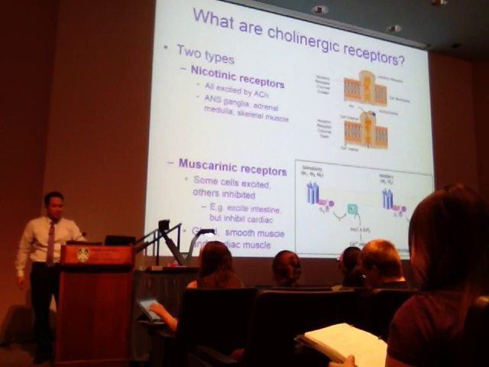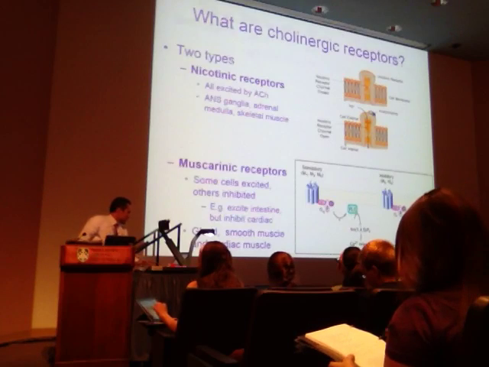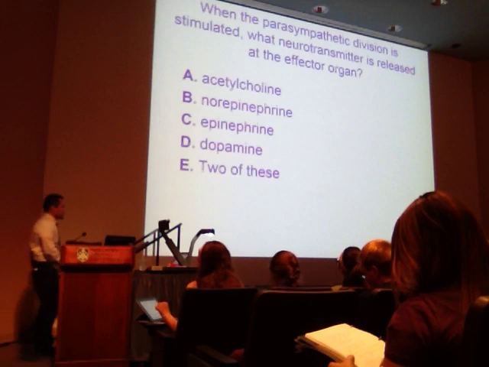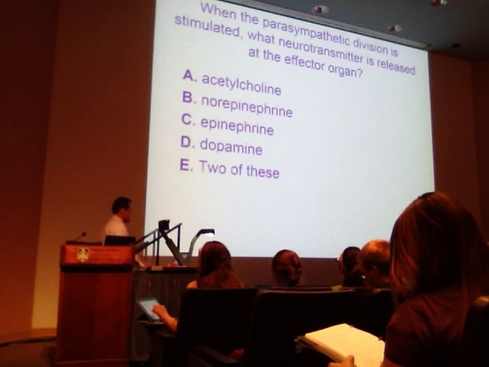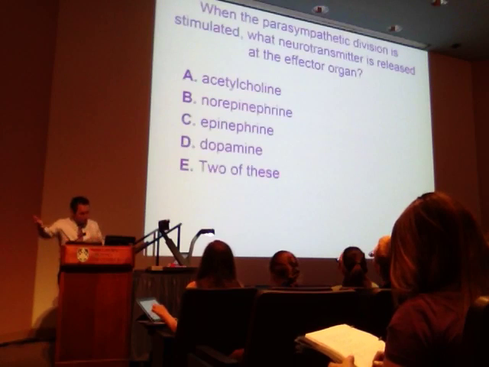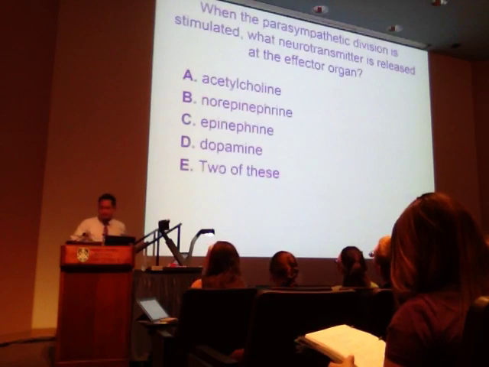If we look at our question, parasympathetic division is stimulated. What neurotransmitter is released at the effector organ? What's the answer? Acetylcholine. That's what we've been talking about.